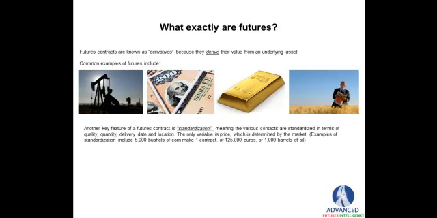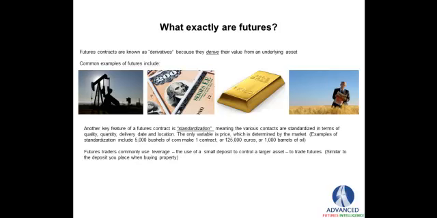Now, another key feature of futures contracts is called standardization. And this means that various contracts are standardized in terms of quantity, quality, delivery date, and delivery location. The only variable is price, which is determined by the market. An example of standardization would be 5,000 bushels of corn make one contract, or 125,000 euros make one contract, or 1,000 barrels of oil make one contract.